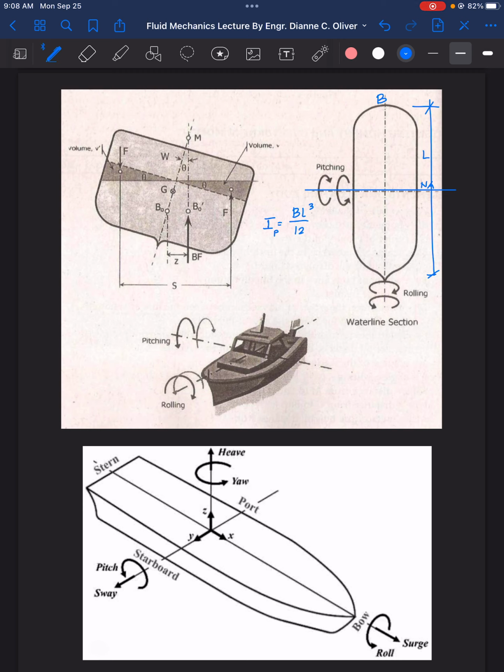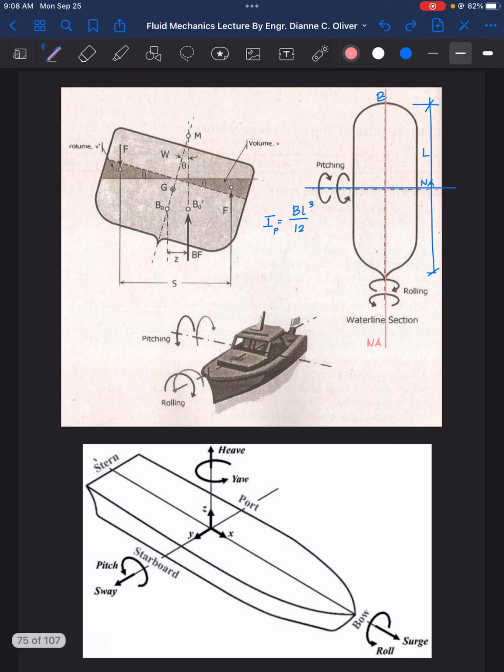Whereas when we take the rolling motion, this becomes our neutral axis. If that is our neutral axis, our I for rolling, I_R, is now equal to the base, which is L, times B raised to 3, divided by 12. That's why the moment of inertia of the pitching is greater than that of the rolling. So it is more stable in pitching than in rolling.